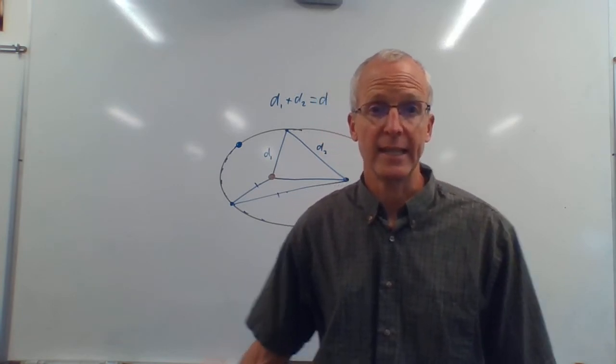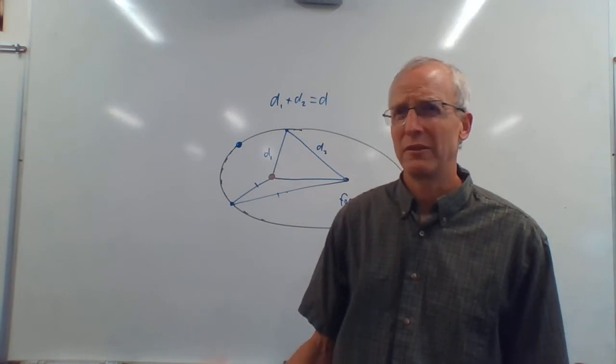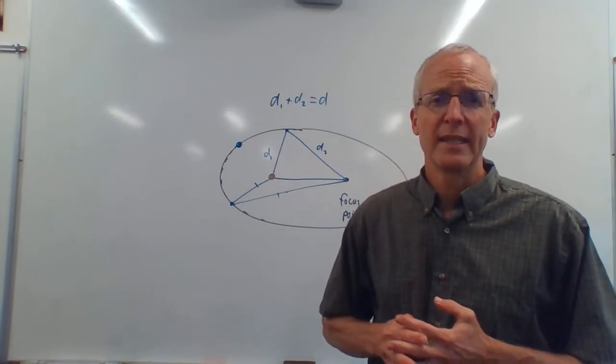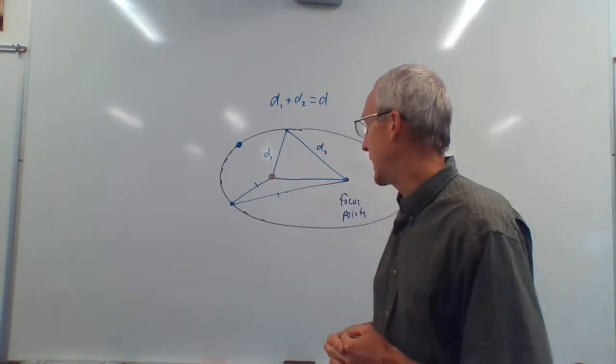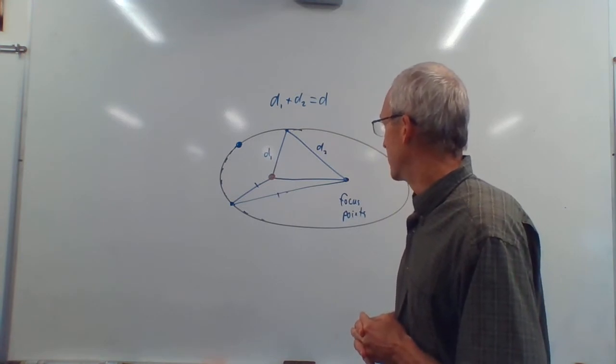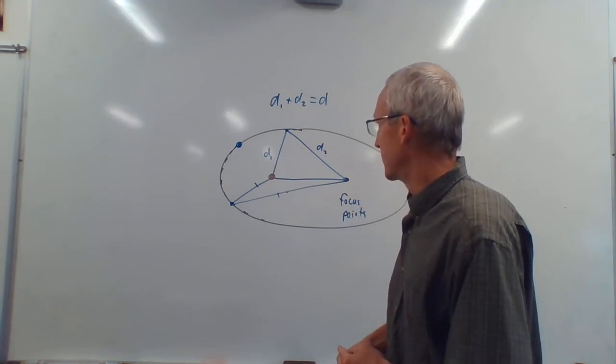A circle is an ellipse. A circle is kind of a perfect ellipse, an ultimate ellipse, and we'll talk about that. Yes, so that's the idea.